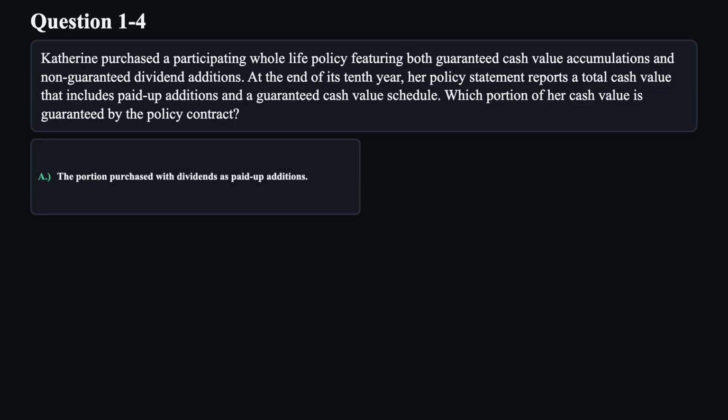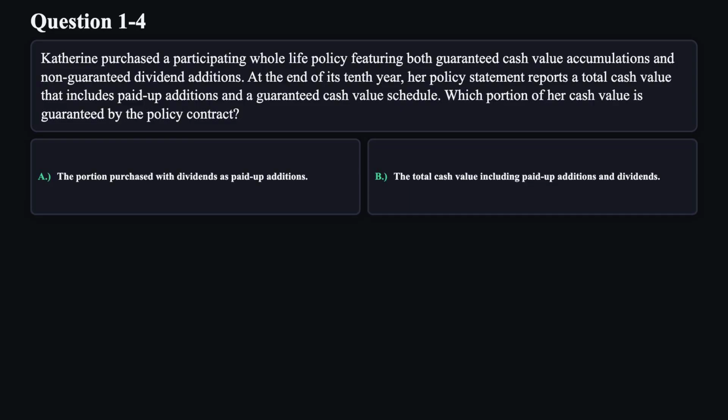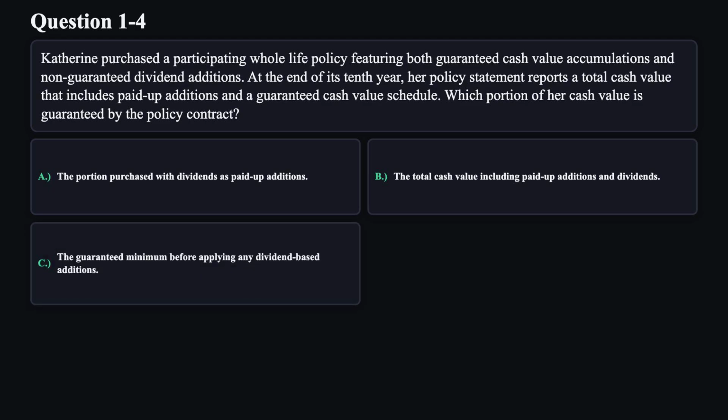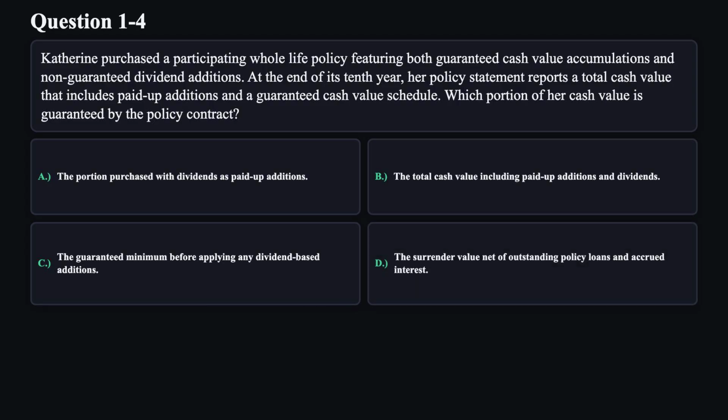A. The portion purchased with dividends as paid-up additions. B. The total cash value, including paid-up additions and dividends. C. The guaranteed minimum before applying any dividend-based additions. D. The surrender value net of outstanding policy loans and accrued interest.